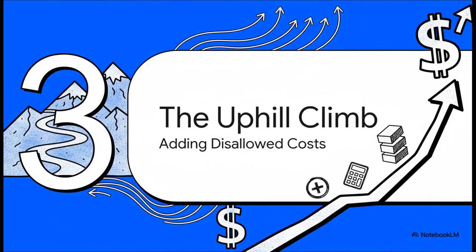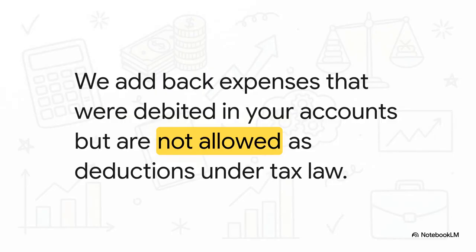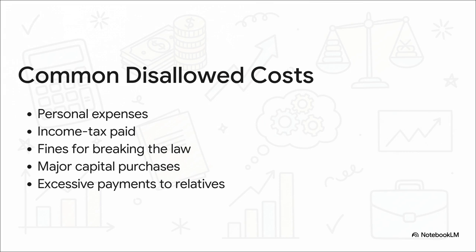And this is where things get really interesting. Our first big move is what I like to call the uphill climb. Because believe it or not, we're actually going to make our profit number bigger by adding back certain expenses that the tax law looks at and just says, nope, sorry, that doesn't count. So here's the deal. Just because you spend money and your accountant called it an expense, that doesn't automatically mean it lowers your taxable profit. We have to go through and find all these expenses that the law disallows and add their value right back to our profit. And check out some of these common ones.